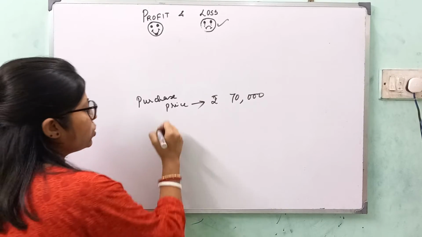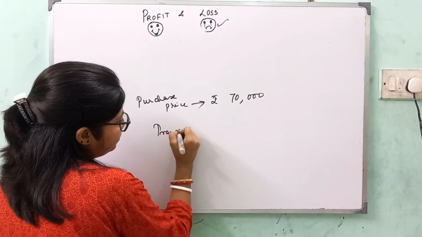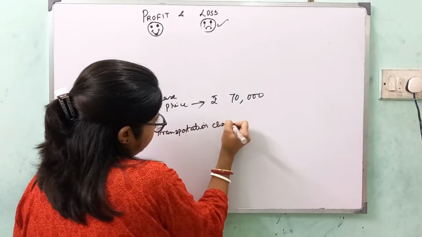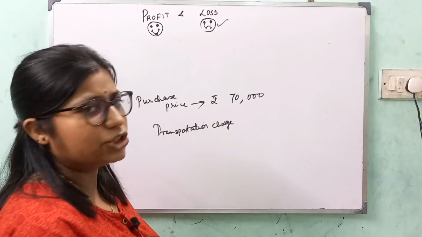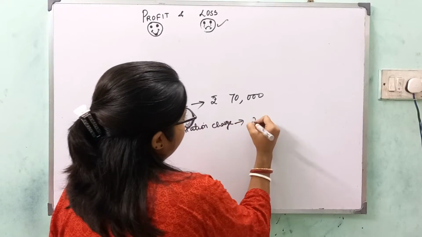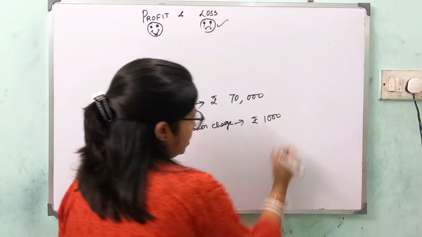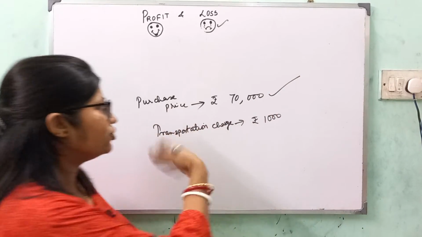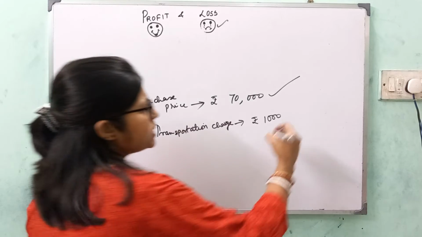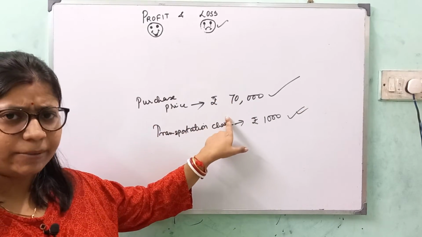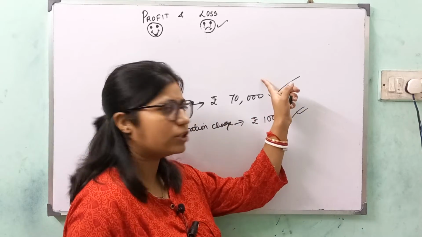Now when you are bringing it home, there is a transportation charge. There is a labor charge or whatever it is. Say you had a transportation charge of rupees 1000. Now this was the investment which you had made in purchasing the article. Also, these are investments which you are making on this article as well. This is also your investment on this article.